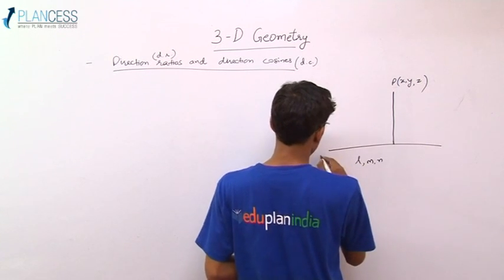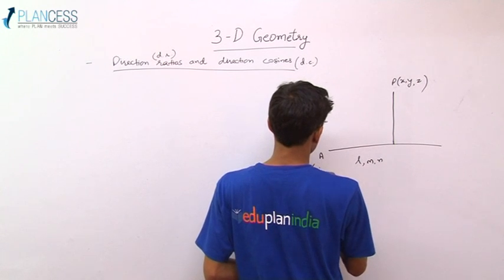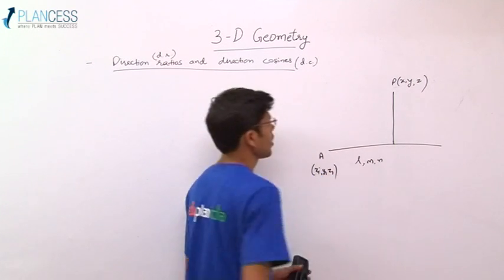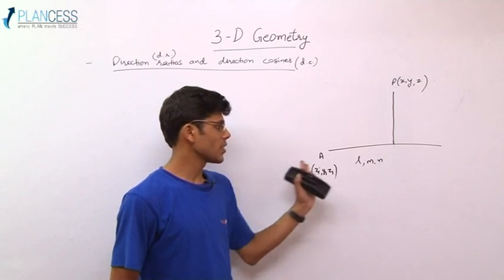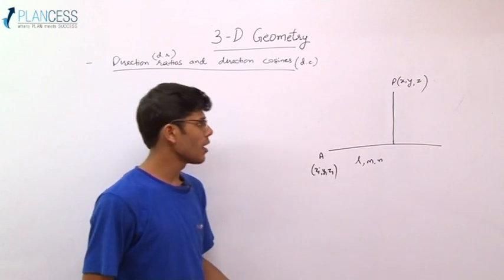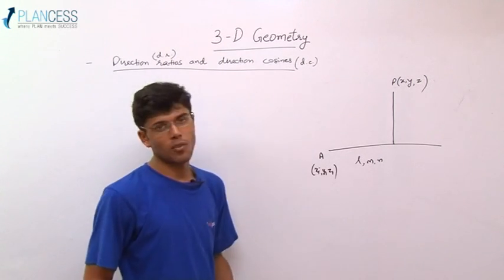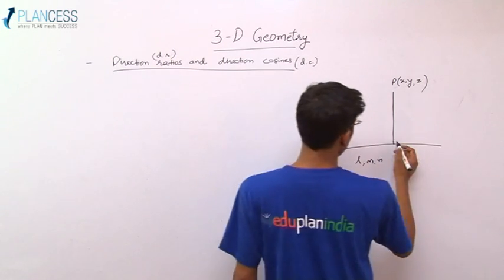We will be given a particular point, say A, x1, y1 and z1 on this line. I once again repeat, there is a particular line passing through A (x1, y1, z1) which has direction cosines L, M and N, and we have a point P (x, y, z). We want to find the perpendicular distance from P to this line.